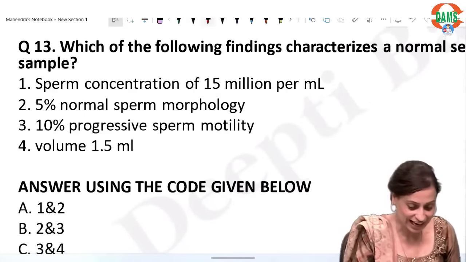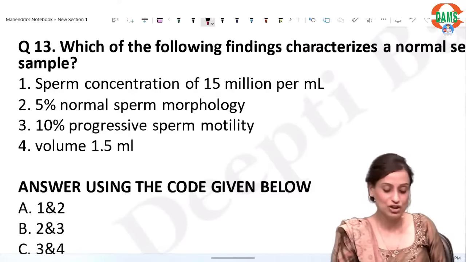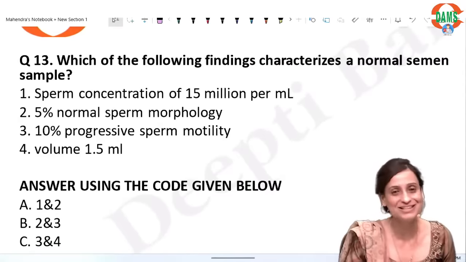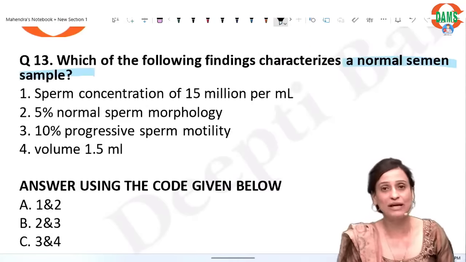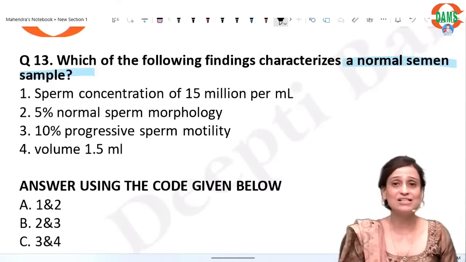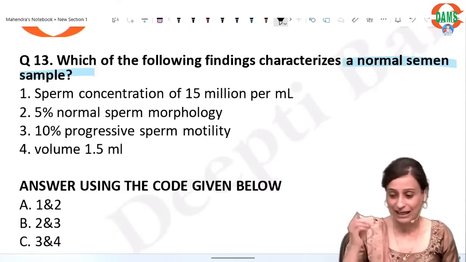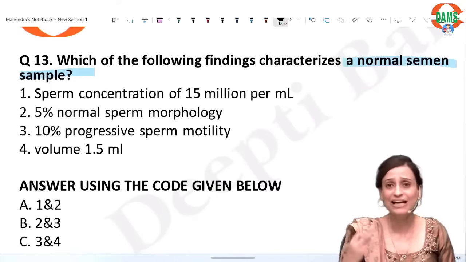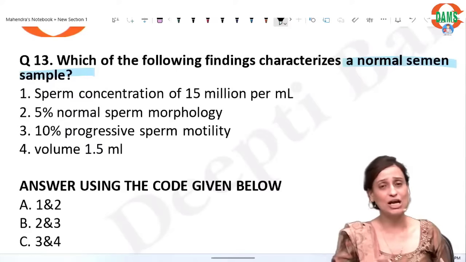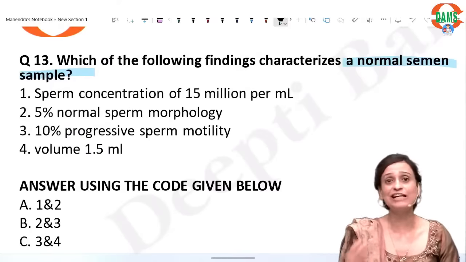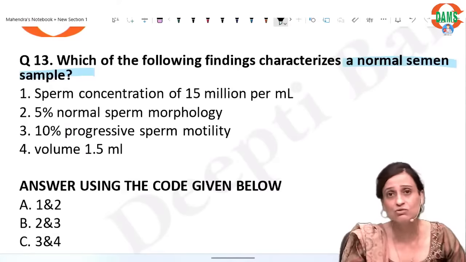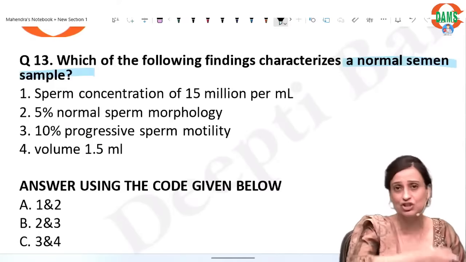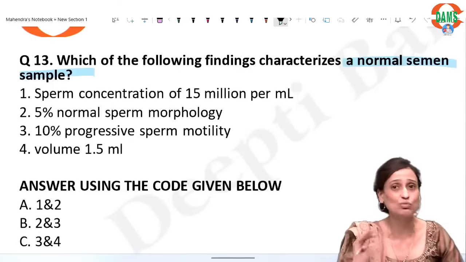So quickly ready and commit your answers in this one. Which of the following characterizes a normal semen sample? So please remember, very often they repeat questions as well. So unless they have mentioned as per the new WHO guidelines, you can stick to the older values. Most of the time, the AIIMS people are going to write as per WHO, as per the latest values. So most of the times they'll tell you what you need to answer accordingly. If nothing is mentioned, you can very well stick to the older values because it is extremely likely they have just repeated the question as it is, and that's what they do, right?